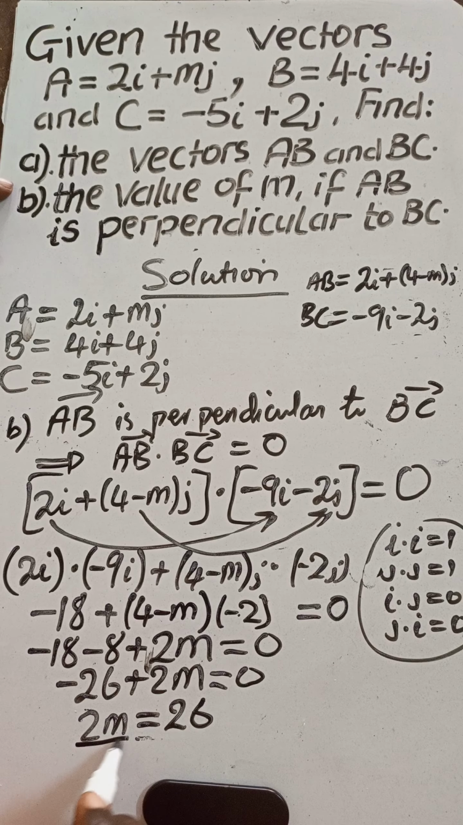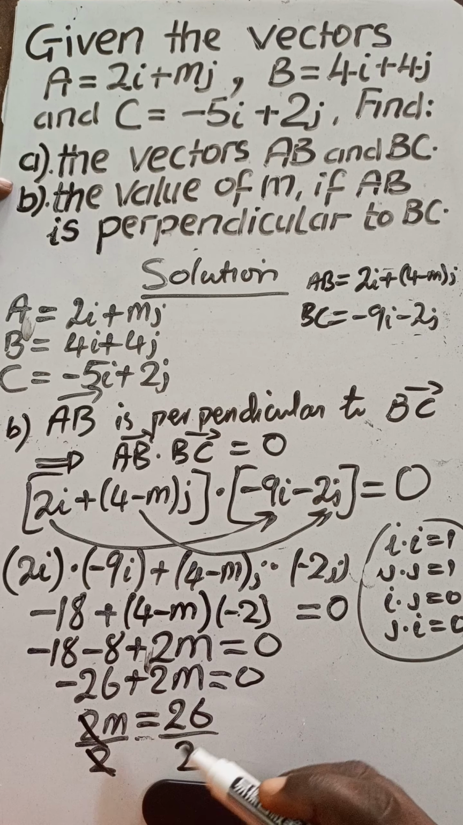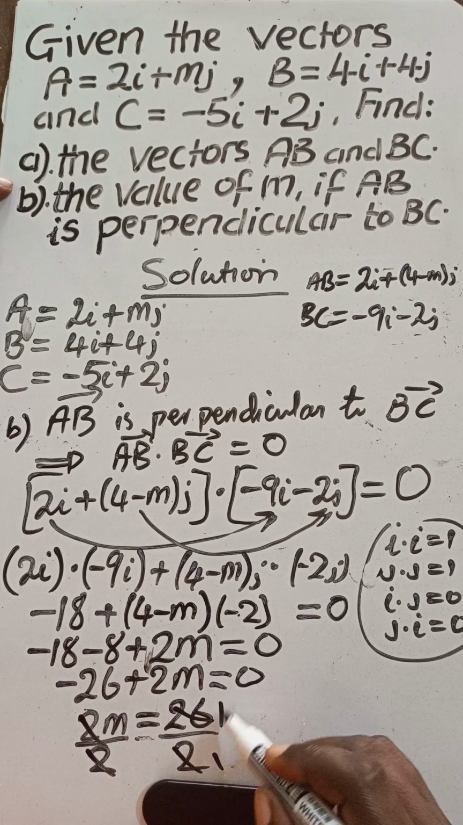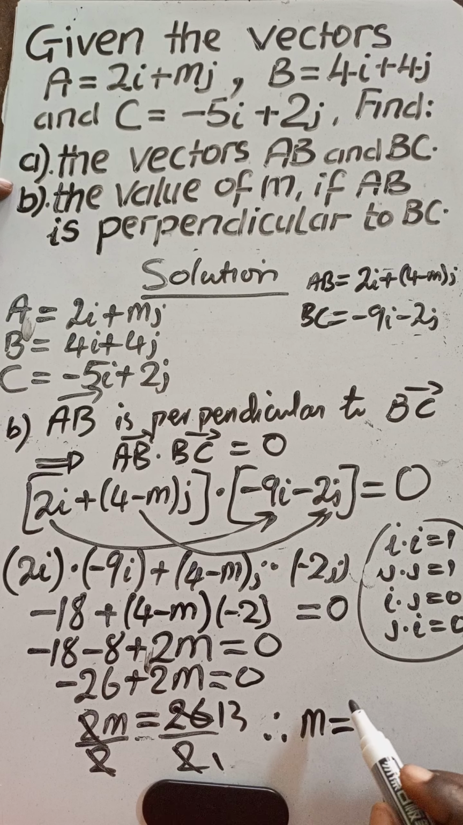Remember, we're looking for m, so we have to remove this 2. The only way to remove it is by dividing both sides by 2, so that we see the 2 has gone. 2 here, 1, 2 there, 13. Therefore, the value of m for which the vector AB is perpendicular to the vector BC must be 13.